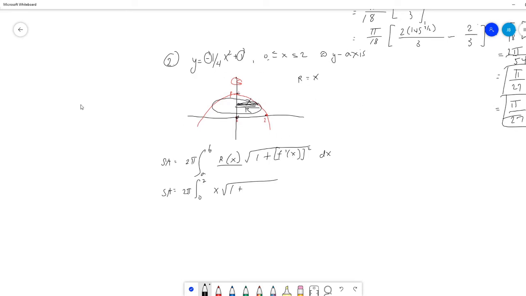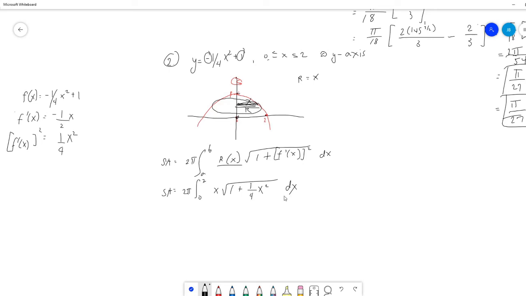derive it first. Now your f of x is equal to y. So f prime of x, so that's 2 times negative 1/4. So that's negative 1/2 x. Tama. Then pag square natin, so magiging 1/4 x squared. Therefore, that's x times square root of 1 plus 1/4 x squared dx.